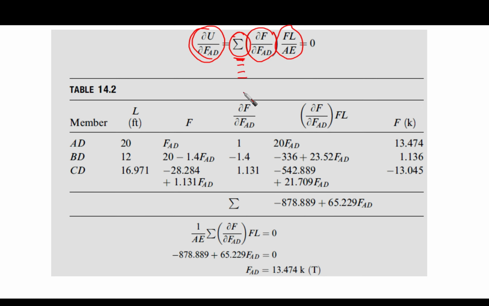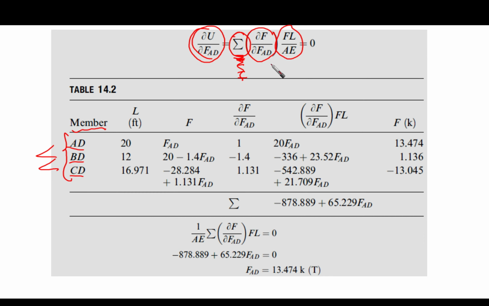So we're going to make it in a table, which is easier for us. We're going to make a table, and in this table we are going to put how many members? 3 members: AD, BD, CD. This is the meaning of the summation that we are going to have. We have 3 members.